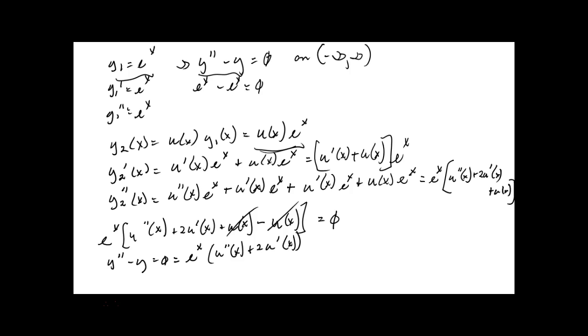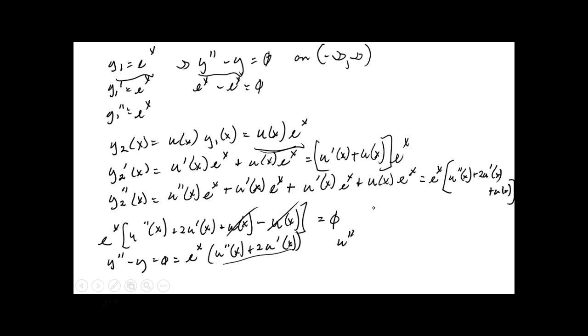So u double prime plus 2 u prime is supposed to equal 0. Well, e to the x can't be 0. It never is, anywhere, ever. So that can't be 0, so that means this one has to be 0. That u double prime, I'm going to quit carrying around my x's, that u double prime plus 2u prime is equal to 0.